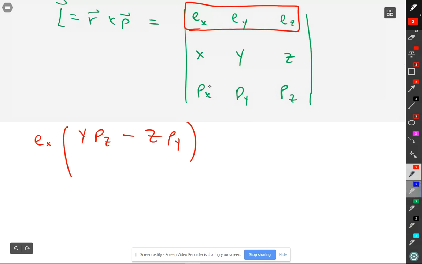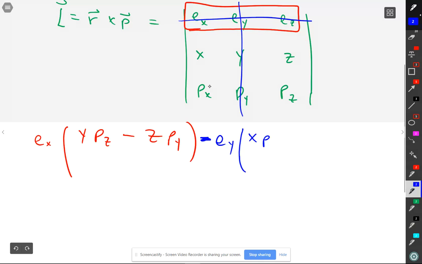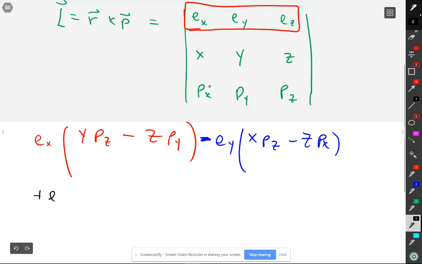Now, that whole Levi-Civita thing, you change the sign. You're alternating signs for each term. So the next one's minus E sub y. Then I cross out the row and column, and I take the determinant of my co-matrix, which is going to be x p z minus z p x. And erase those cross-out lines. Alternate signs, so I'm going to go back to positive E sub z, my unit vector in the z direction.